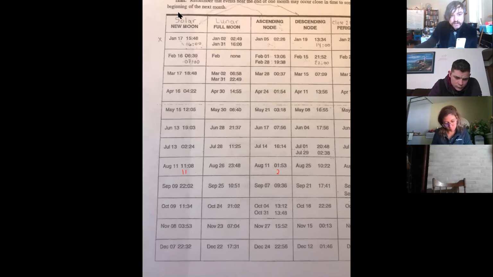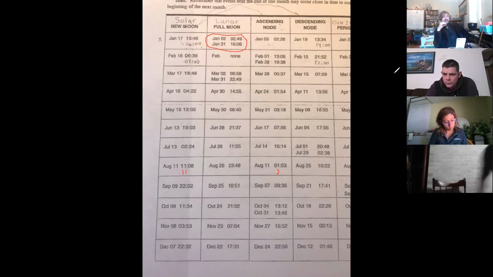Hey, I want to point something out. Do you guys see this here? Do you see how there were 2 full moons in the month of January? That's pretty weird, right? How many days are in January? 31. But do you guys remember what the synodic period of the moon was? How long does it take the moon to go through a set of phases? What's the synodic period of the moon? Was it 25 days? No, it's longer than the sidereal.